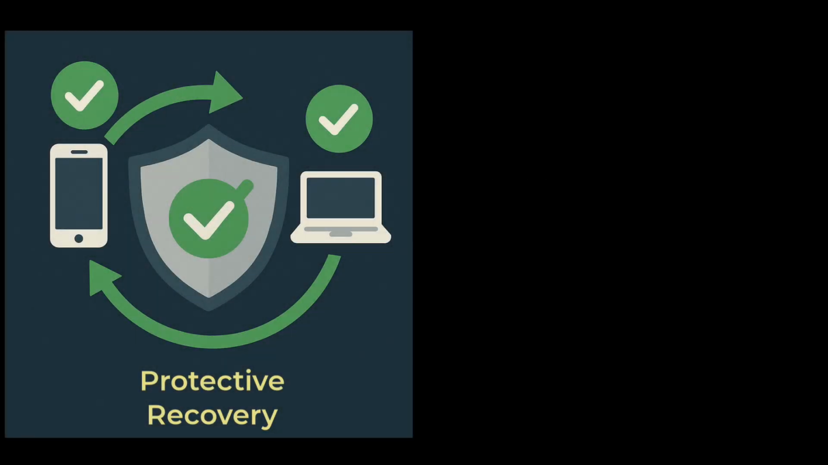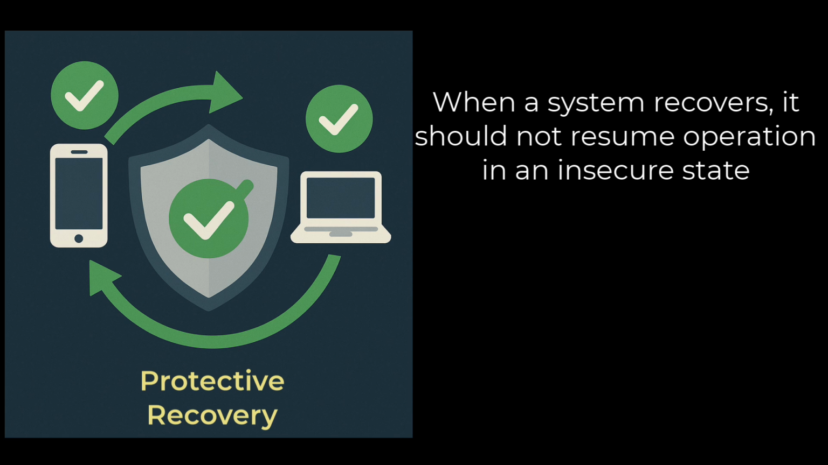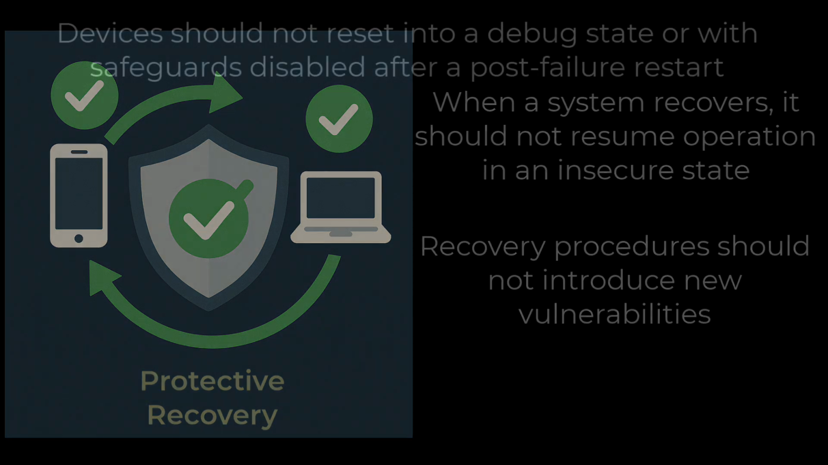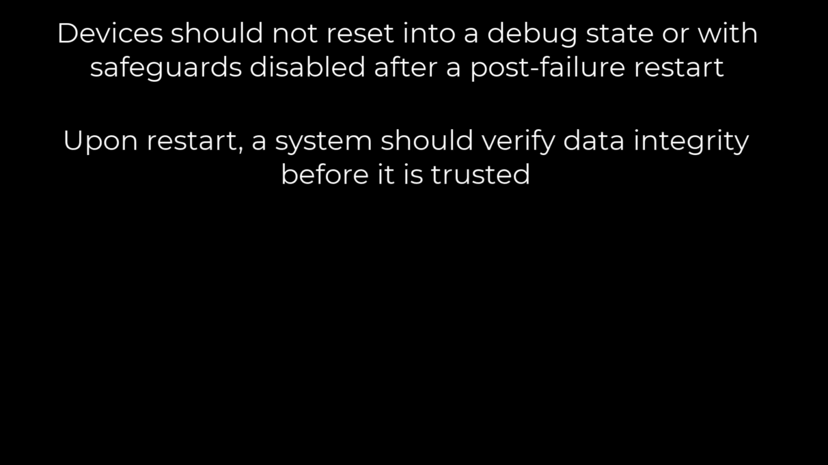The protective recovery principle states that after a failure or security incident, when the system recovers, it should not resume operation in an insecure state. Recovery procedures should restore protections without introducing new vulnerabilities. If a server restarts after a crash, it shouldn't start with debug mode enabled or security controls disabled. Or if data was corrupted, perhaps the system should verify its integrity before trusting it going forward.